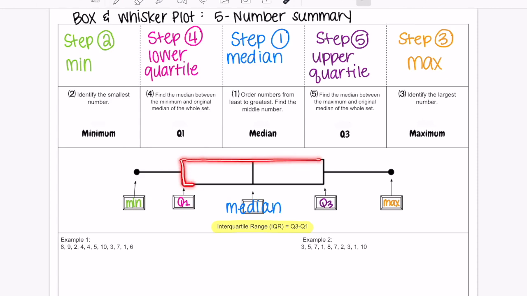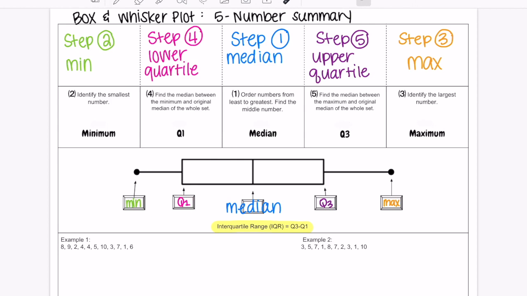So the interquartile range is the box itself. So from Q1 to Q3, so from here to here, that is your interquartile range. And you would find the value of the interquartile range by subtracting Q3 minus Q1.